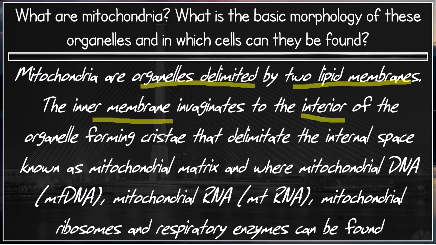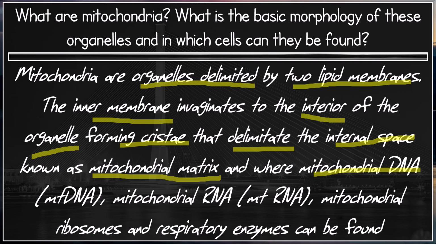Their inner membrane invaginates to the interior of the organelle, forming cristae that delimit the internal space known as the mitochondrial matrix, where the mitochondrial DNA, mitochondrial RNA, mitochondrial ribosomes, and respiratory enzymes can be found.